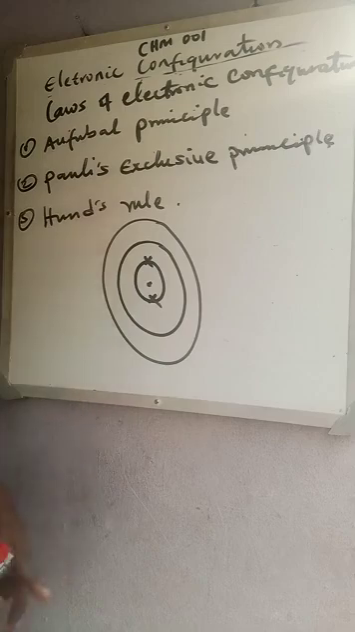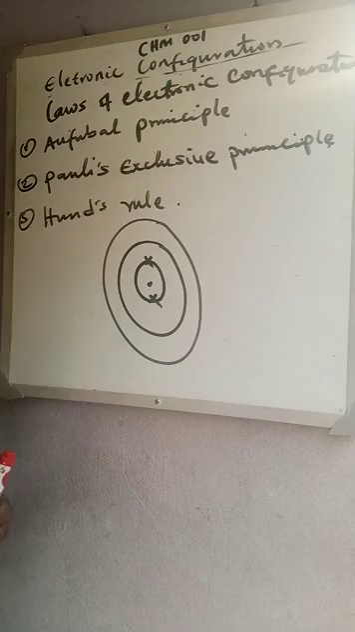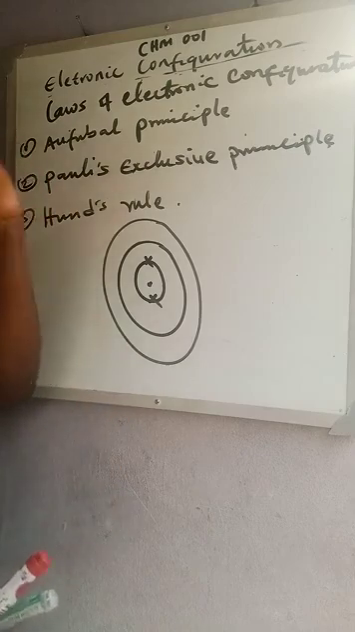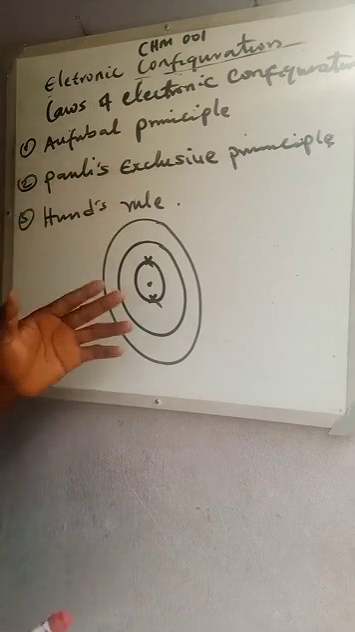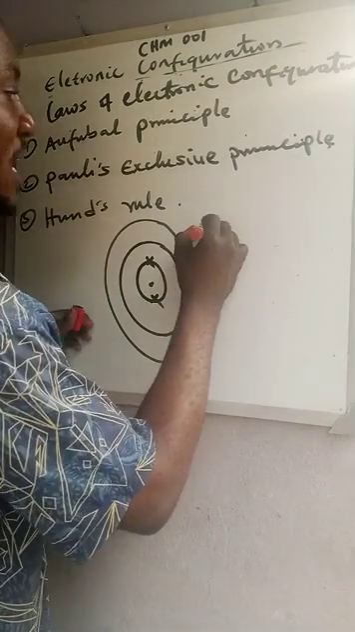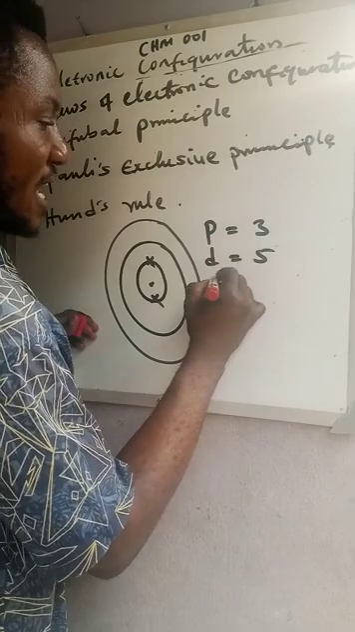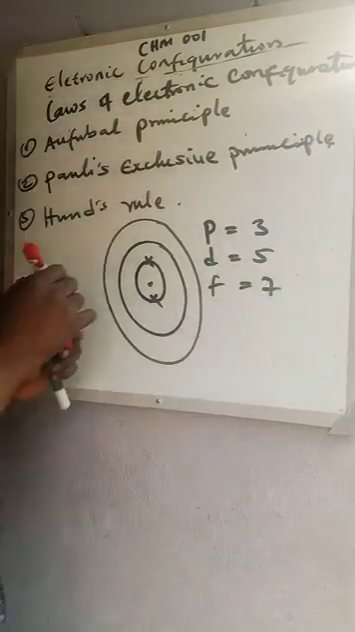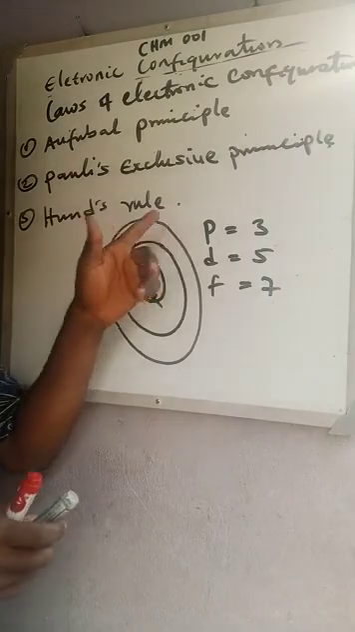The second one is Pauli's exclusion principle. This one says that any orbital that has more than one atomic orbital, for example p, d, f, they have more than one atomic orbital. P has how many atomic orbitals? 3. D has 5 atomic orbitals, and f has how many? 7.